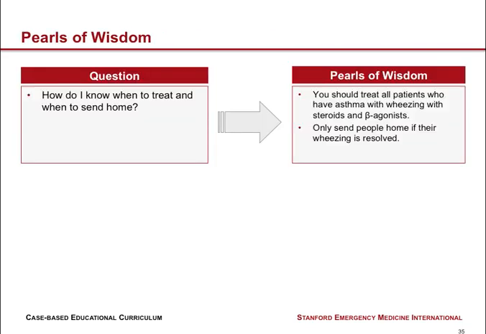So let's take a step back and talk in general about asthma and some of the take-home points and pearls of wisdom. So you have to ask yourself, how do you know when to treat and when to send someone home who presents with asthma? And really, we should be treating all patients who have asthma with wheezing. Treat them with steroids and beta agonists. The only people you should send home is if their wheezing is resolved.